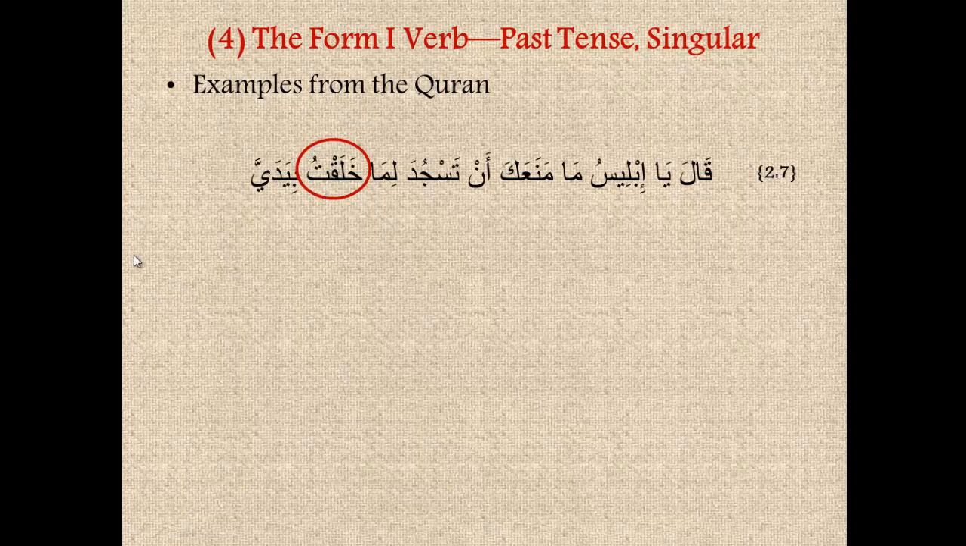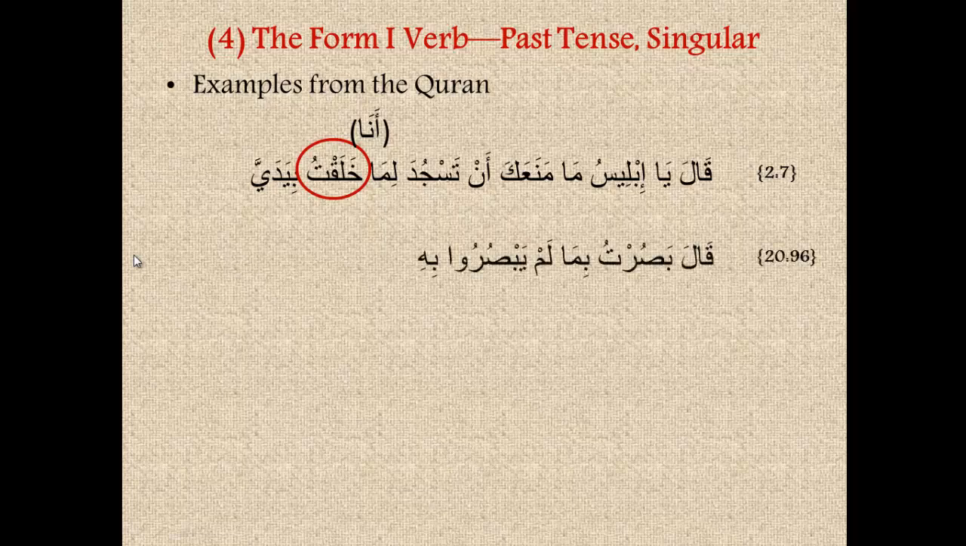This is referring to the pronoun ana. It's conjugated for ana, the pronoun I. And who is speaking? Allah is the one speaking. So Allah is saying to Iblis, what prevented you from prostrating to that which I created with my two hands? And this follows a pattern, fa'altu, fa'altu, and the basic verb is khalaqa, fa'ala khalaqa.